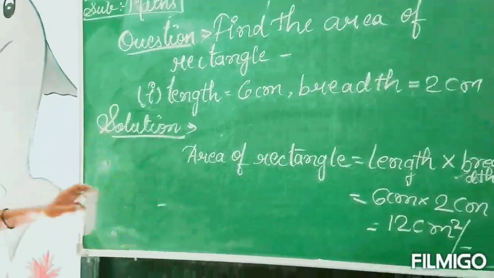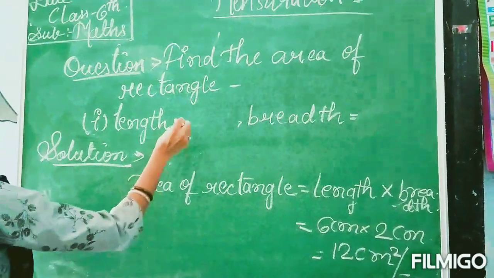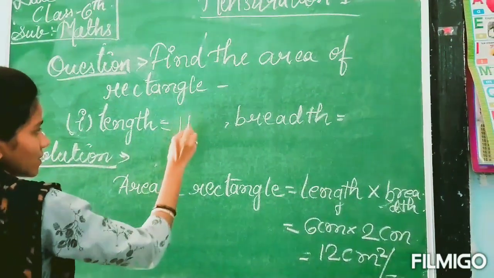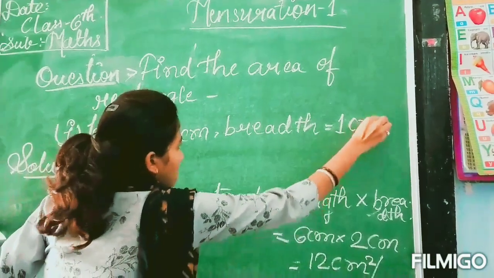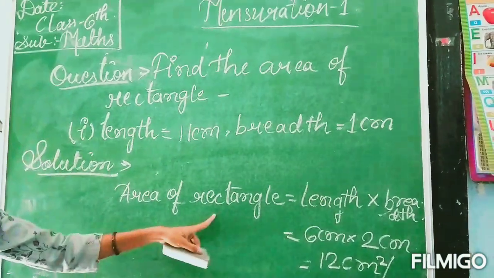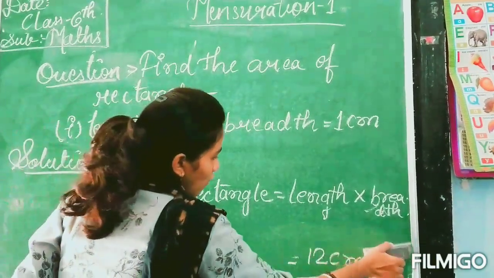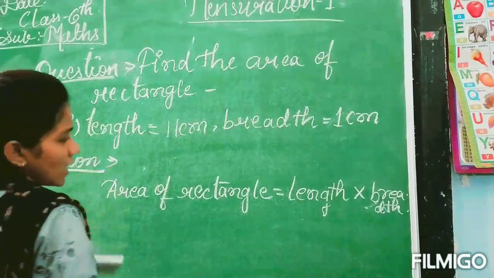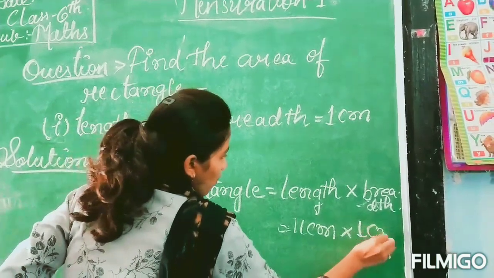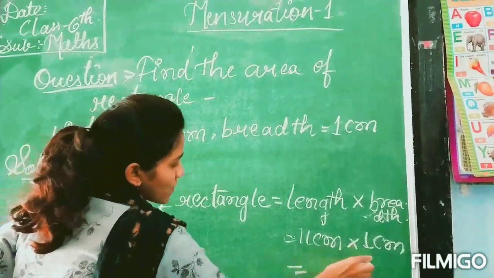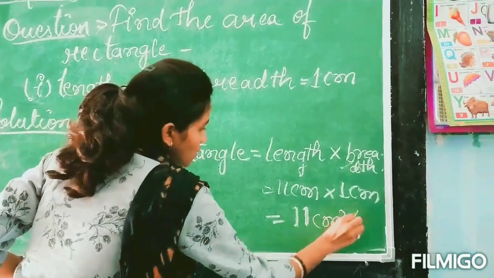And multiply the centimeter, centimeter, centimeter square. Then next question. We can change the length and breadth again. Length is equal to 11 centimeter and breadth is equal to 1 centimeter. Same formula, because we have to find the area of rectangle in the question. You can change the value of length and breadth. 11 1 is 11, and centimeter, centimeter, centimeter square.